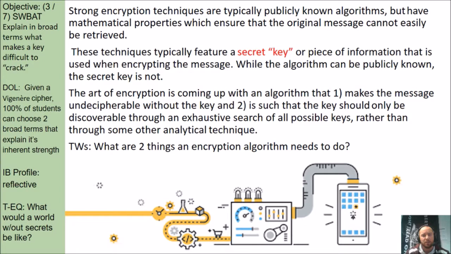The art of encryption is coming up with an algorithm that, one, makes the message undecipherable without the key, and two, is such that the key should only be discoverable through an exhaustive search of all possible keys, rather than through some analytic technique. Your think, write, share here is: what are two things that an encryption algorithm needs to do?